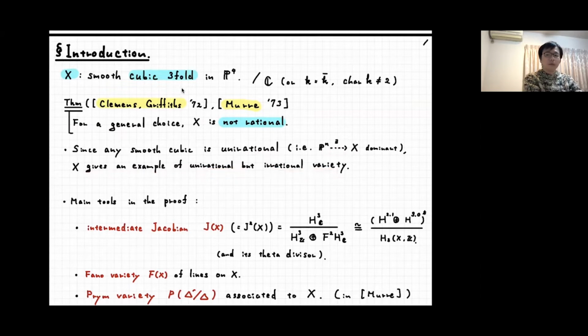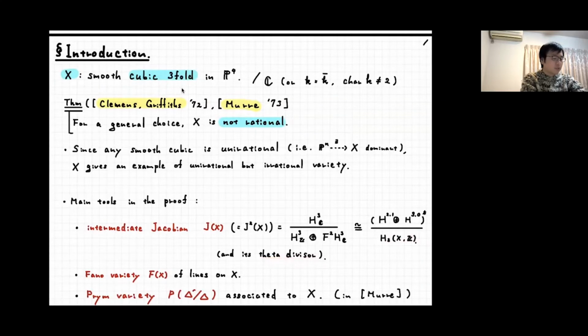And in the proof of this famous theorem, the main tools used were the following three subjects. The first one is the intermediate Jacobian JX, which is quite related to the Abel-Jacobi map and the kernel of the Hodge classes. It is defined by, roughly speaking, some half part of the Hodge diamond quotiented by the integral homology, and its theta divisor.